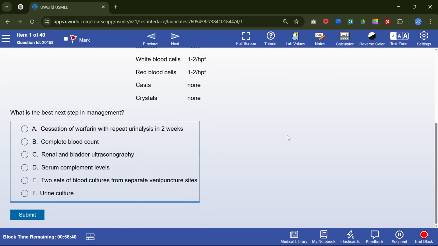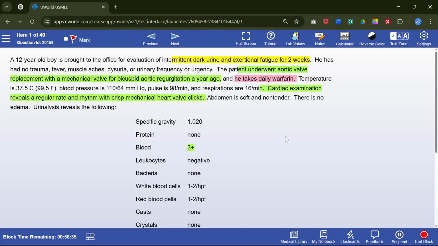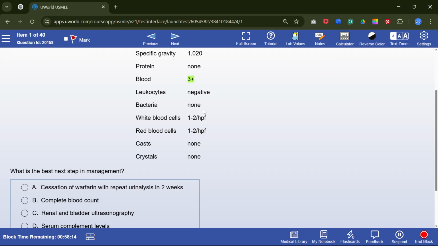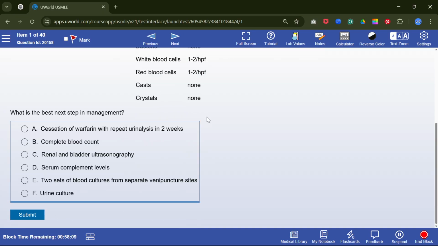Is he has infective endocarditis, but he underwent a valve replacement 1 year ago, taking warfarin. Now there is rhythm with crisp mechanical valve. There is 3 plus blood. Is it because of warfarin?